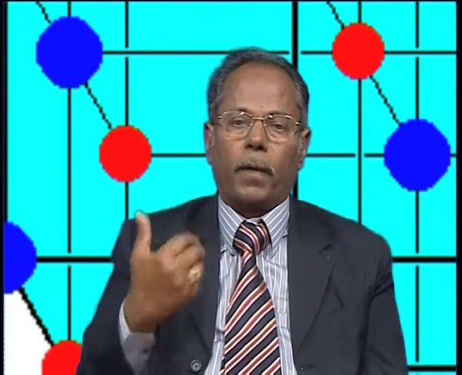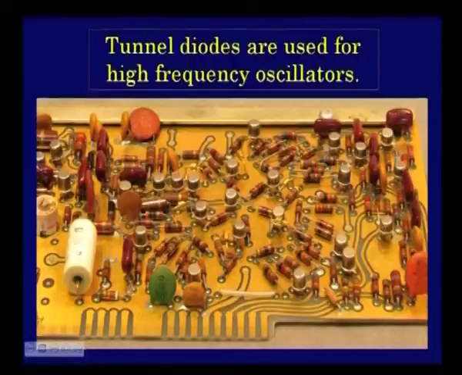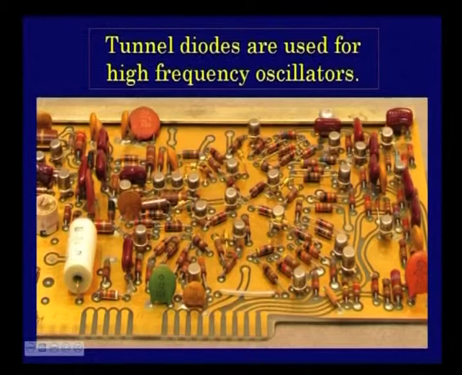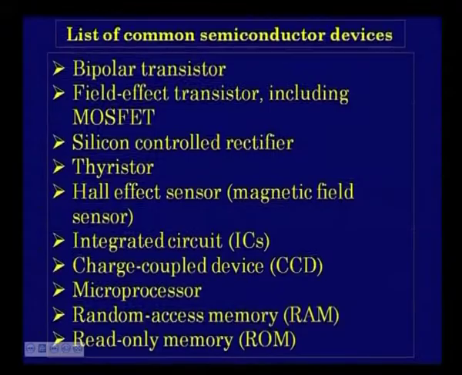Apart from that, the word tunnel diode means tunneling. Tunneling is a quantum mechanical phenomenon, which should be remembered. And who found the tunnel diode? It is Leo Esaki from Japan. It is called an Esaki diode or a tunnel diode. Tunnel diodes are used for high frequency oscillators.